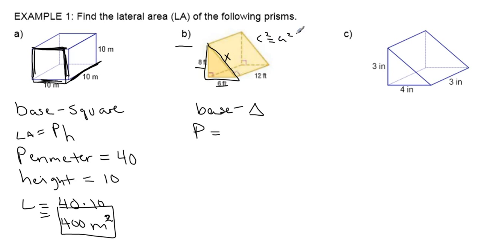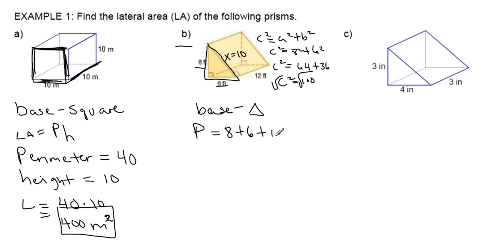C squared equals A squared plus B squared, where C squared is 8 squared plus 6 squared. We're going to take C squared, which is 64 plus 36. C squared is 100. So the square root of 100 gives me my third side, which is 10. So the perimeter of this triangle is going to be 8 plus 6 plus 10, which is a total of 24.